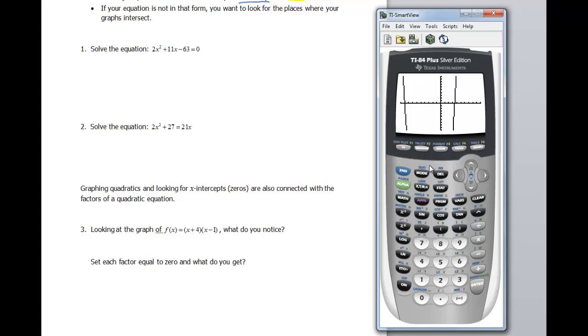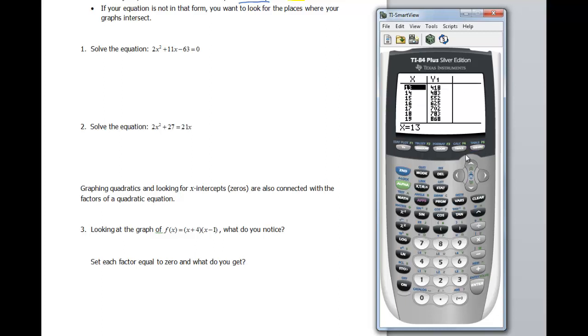But remember what we're looking for. We're looking for the x-intercepts. So that's going to be about right here, maybe at negative 9-ish, and then somewhere in here, so that would be like 3.5-ish. Okay, so to find those exactly then, what you're going to do is you're going to go to second calc. Actually, let's take a look at the table first.